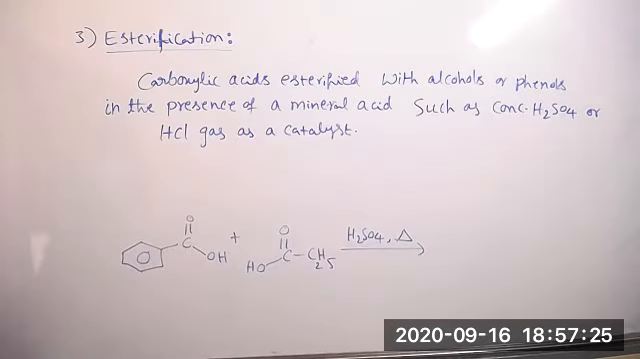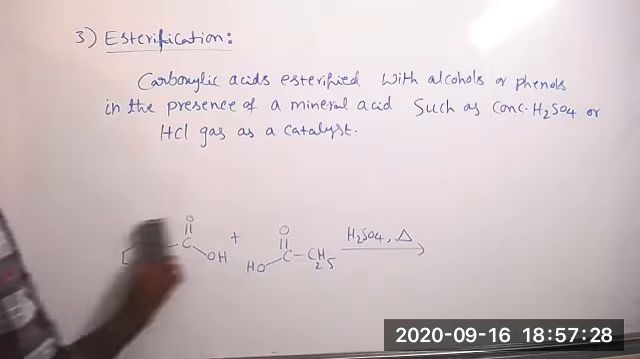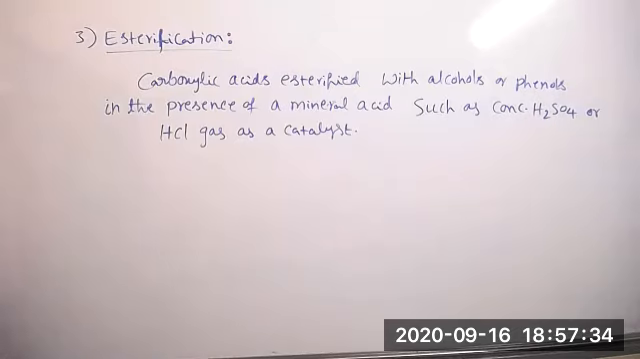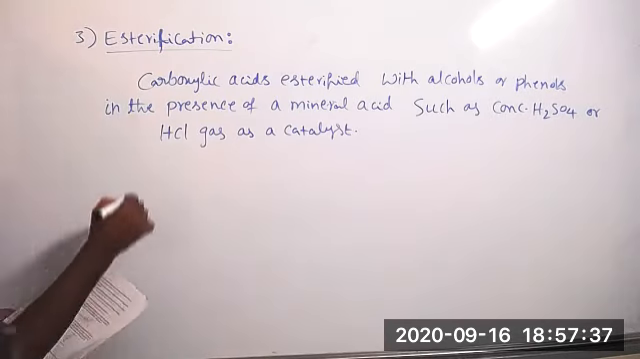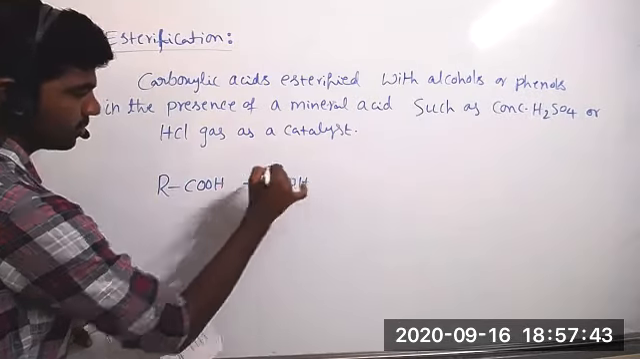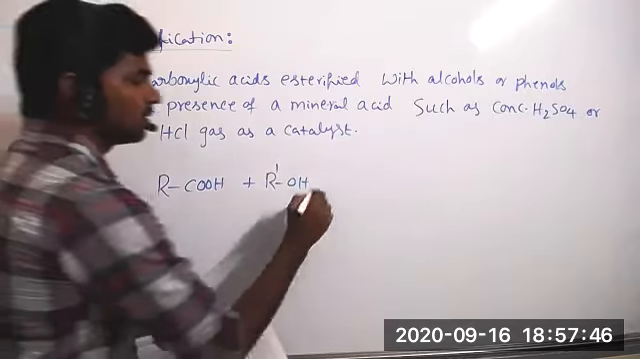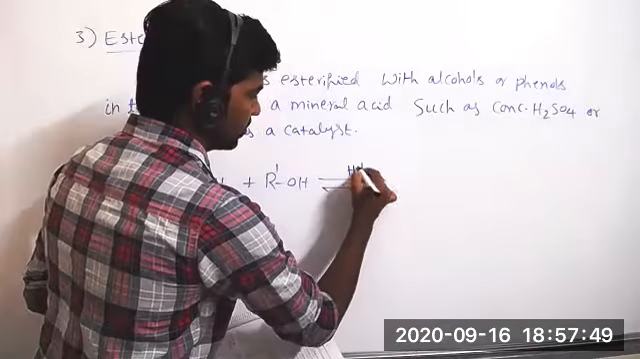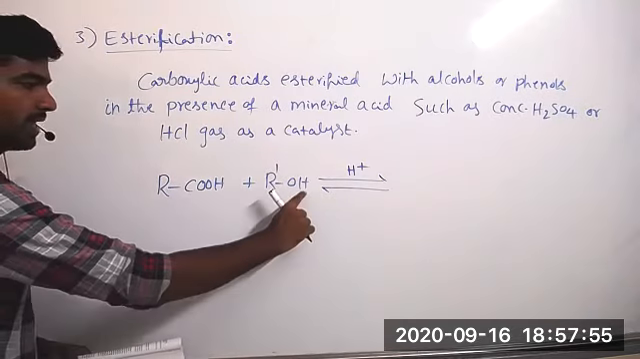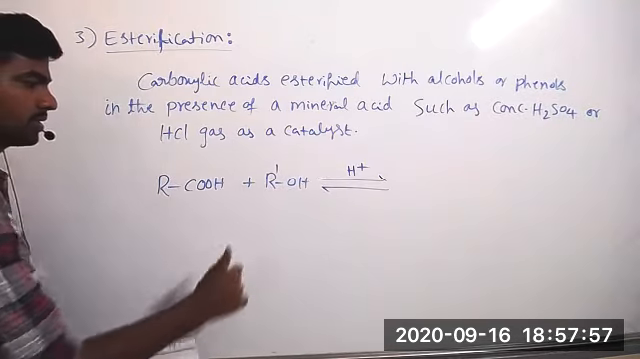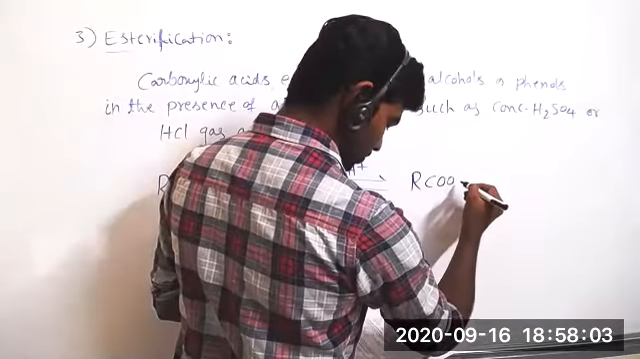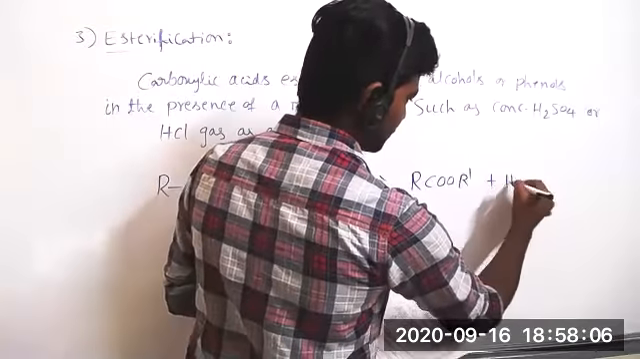This reaction already came in the alcohols chapter. There, alcohols reacting with carboxylic acids give esters. But here carboxylic acid reacting with alcohols gives esters. Same reaction. Carboxylic acid plus alcohols. So this is an acid catalyzed reaction. Here there is a loss of water molecule. From here OH lost, from here hydrogen lost. So RCOOH plus R dash OH gives RCOOR dash plus H2O.